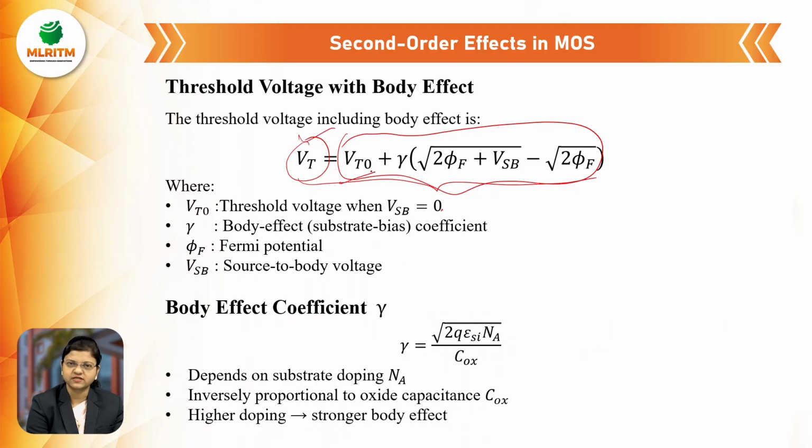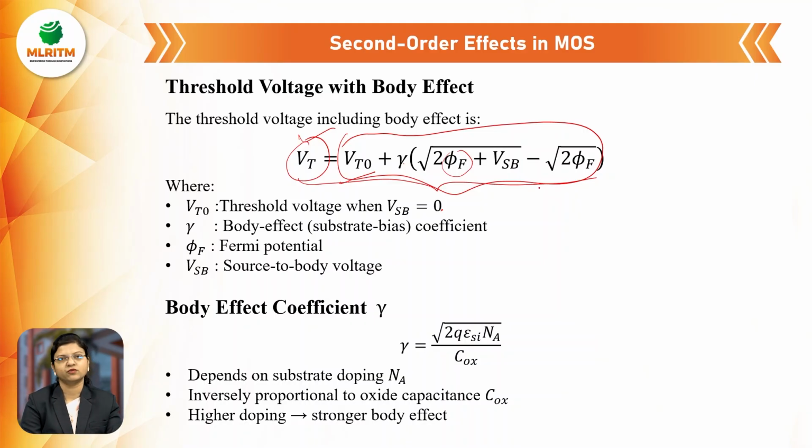So VT0 means there is no body effect. Gamma is the body effect coefficient. Lambda is the channel length modulation coefficient. Here gamma is the body effect coefficient. Now here this phi f is nothing but the Fermi potential. So this part we have discussed in the semiconductor physics.